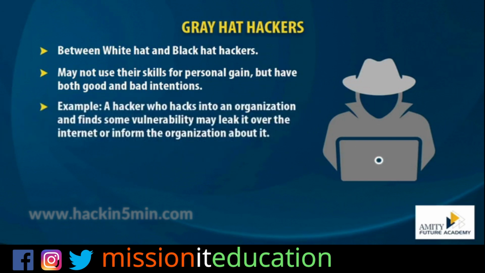For instance, a hacker who hacks into an organization and finds some vulnerability may leak it over the internet or inform the organization about it. So these are the two things he can do. He can inform the organization about it or he can leak the data over the internet, isn't it? Whichever, a gray hat hacker can choose both, depends. There is a fine line between these two.